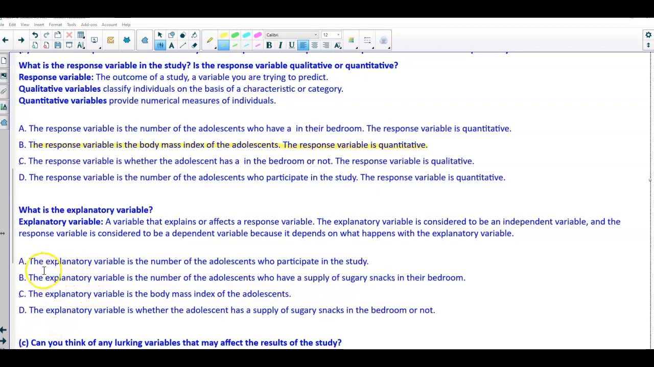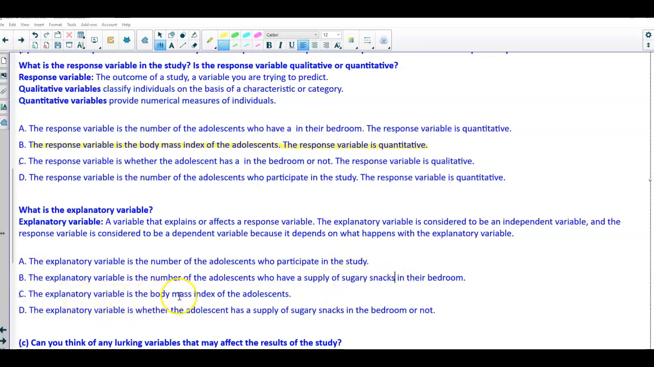Okay, so part A says the explanatory variable is the number of adolescents who participate in the study. Well, that's not determining what their body mass index is, so we can eliminate A. Part B, the explanatory variable is the number of adolescents who have a supply of sugary snacks in their bedroom. Well, we want to talk about supply of sugary snacks, so we're going to possibly look at B.